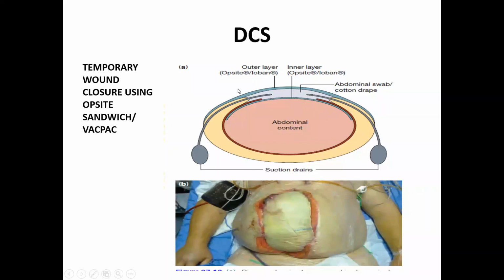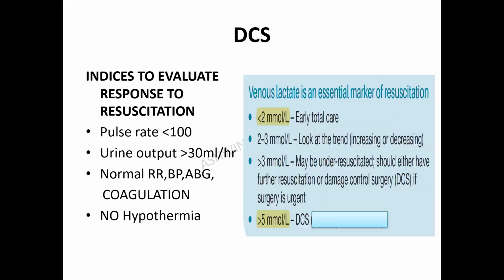So the outer layer is off-site, inner layer is off-site. Inner layer will be closely adherent to the bowel loops, whereas the outer layer will be adherent to the skin. And in between these two layers, there will be a suction drain, which provides efficient suction to suck out all the toxic fluid until the abdomen is fit for a permanent closure.